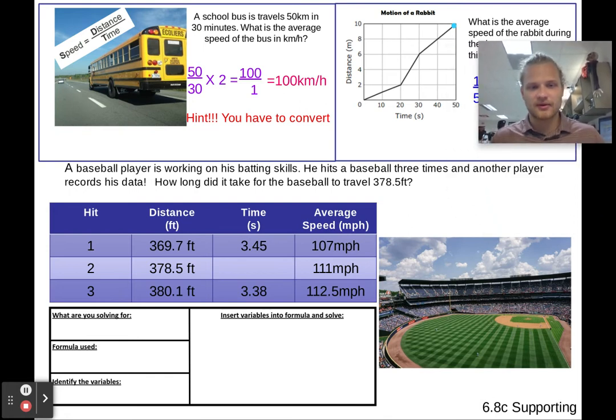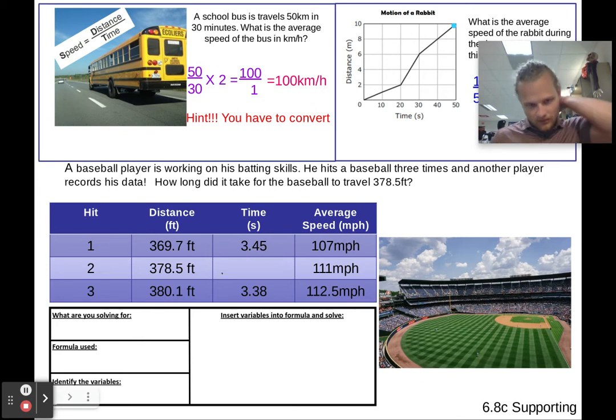Okay, a baseball player is working on his batting skills. He hits a baseball 3 times, and another player records his data. How long did it take for the baseball to travel 378 feet? That's a bomb, by the way. That's a big hit. That's a home run in a lot of parks if you hit it down the line. Anyways, so we got this one went 369. The time took 3.45 seconds.